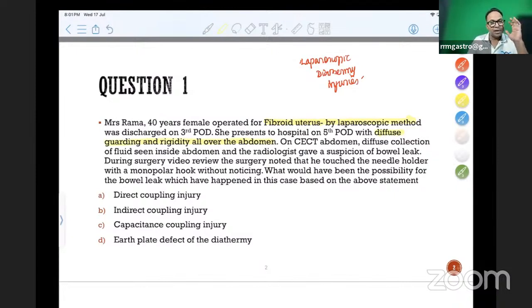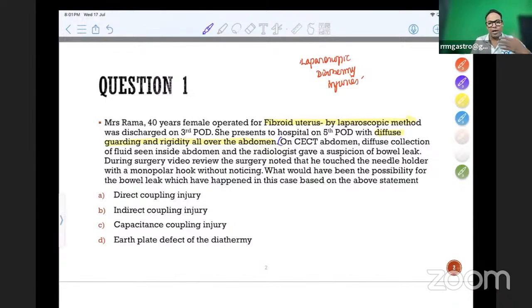Any surgery which is done laparoscopically and the patient comes to you after 3 days or 4 days with peritonitis, this is a classical case of peritonitis. On CT abdomen, a diffuse collection of fluid is seen in the abdomen, and the radiologist gave a suspicion of bowel leak. So this is diathermy injuries. Usually diathermy injuries will not present immediately. The patients usually go home and they will come back to you on 3rd day or 4th day with a leak from the burnt bowel. Okay, that is what happened.